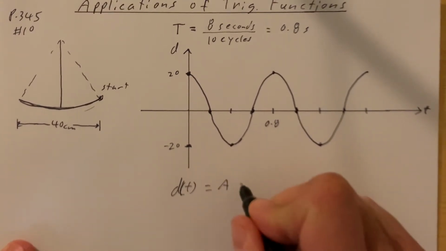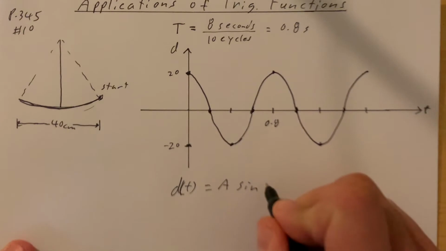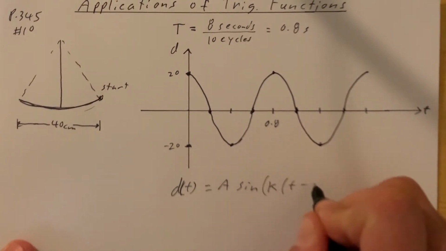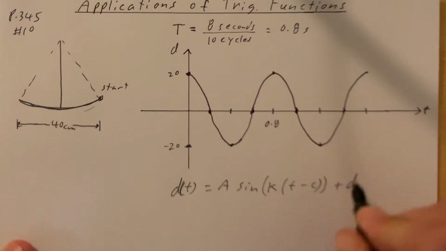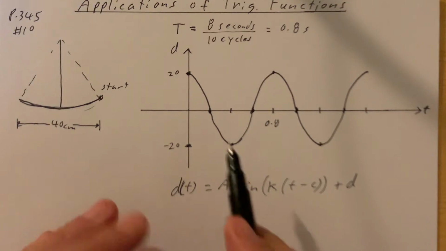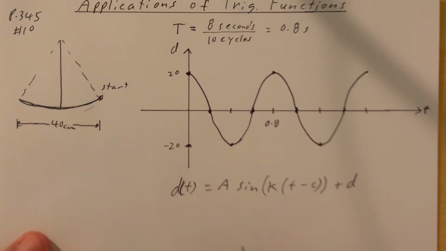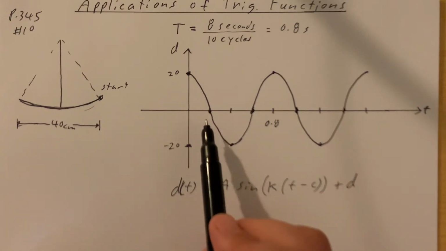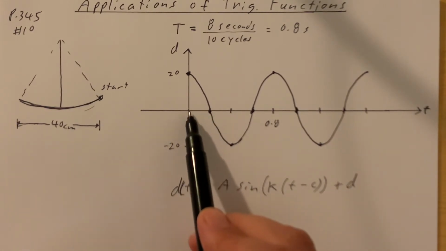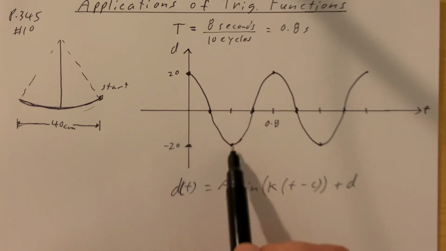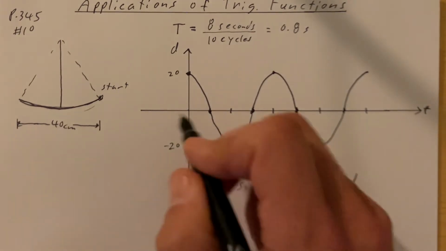A sine k (t minus c) plus d. Okay, so this is a transformation of the sine function. So what are the transformations? Well, it could be a negative sine that's pushed forward, because a negative sine would start by going from the middle and going down, or it could be a positive sine.